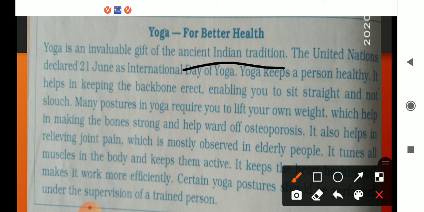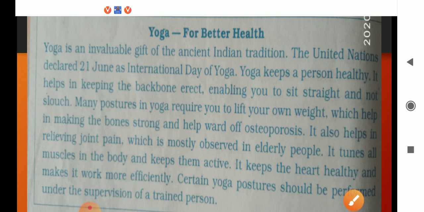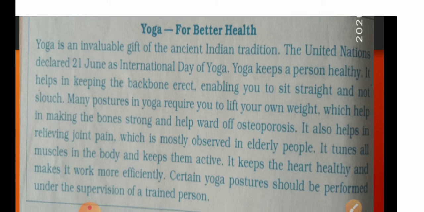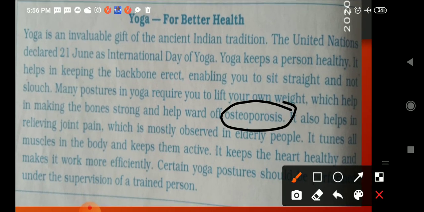The United Nations declared 21st June as International Yoga Day, and yoga keeps a person healthy. It helps in keeping the backbone erect, है ना, enabling you to sit straight and not slouch. Many postures in yoga require you to lift your own weight, which helps in making the bones strong and helps ward off osteoporosis. What is osteoporosis? Osteoporosis means breaking of bones.